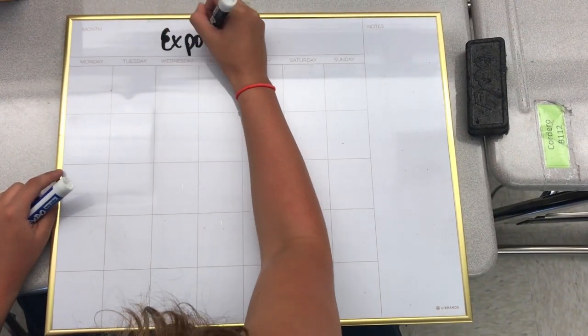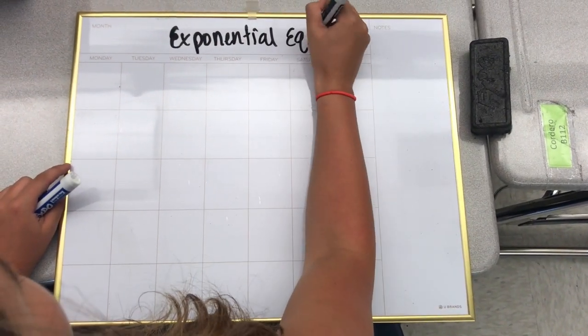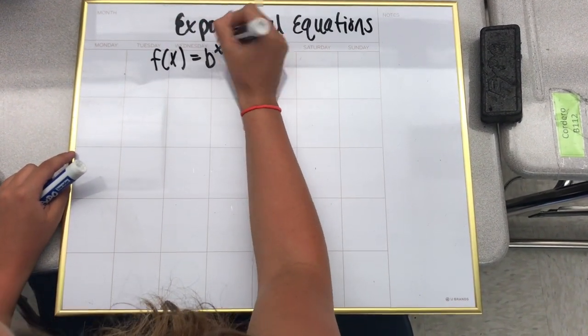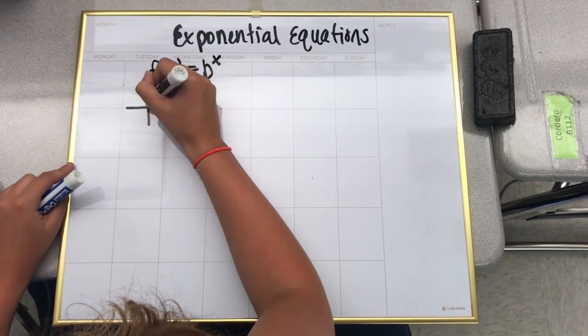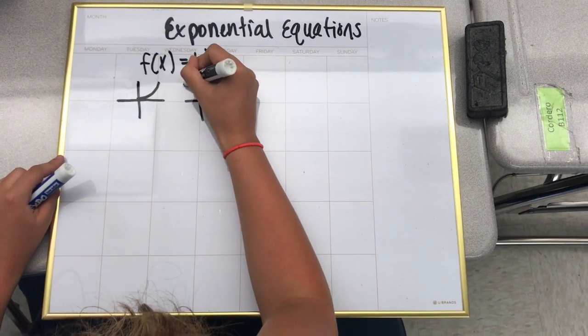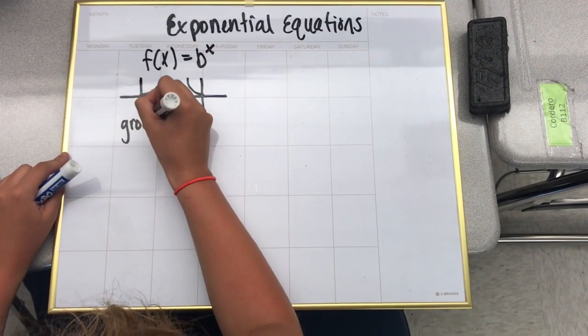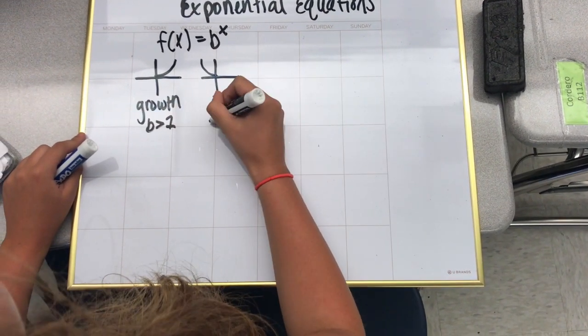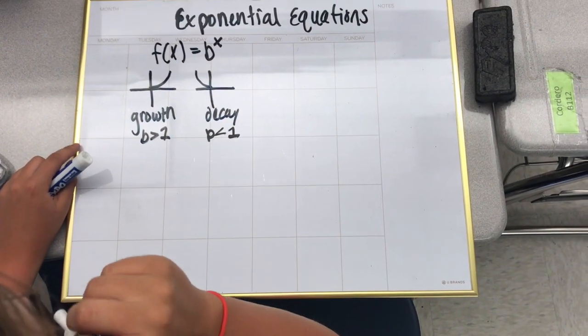Okay, so for my project, I did exponential equations. First of all, I'll just show you how an exponential is written. It's f of x equals b to the power of x. There are two types of exponentials: exponential growth, which is on the left, or exponential decay, which is on the right. In exponential growth, b is bigger than 1, and in exponential decay, b is less than 1.